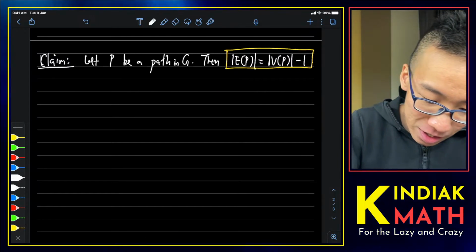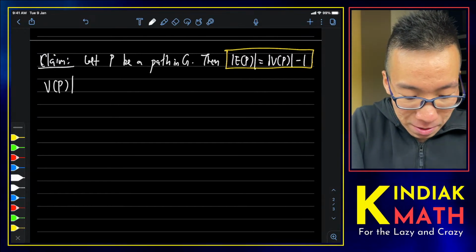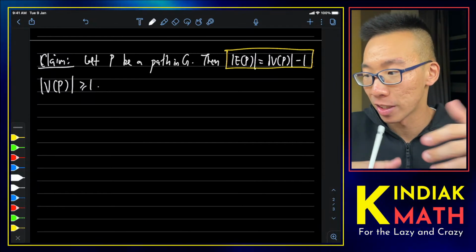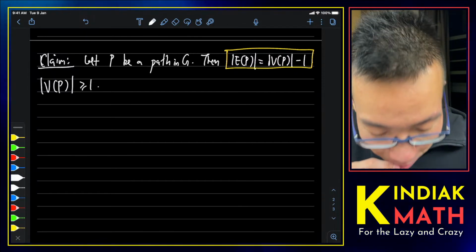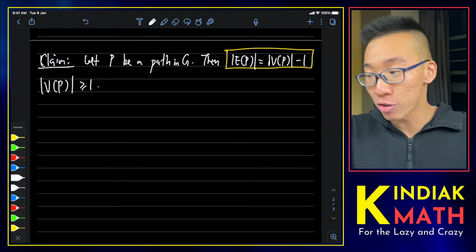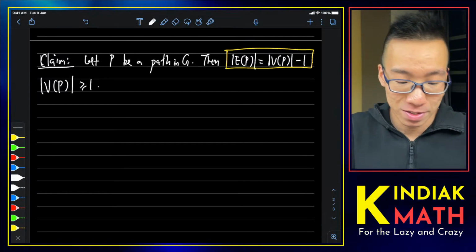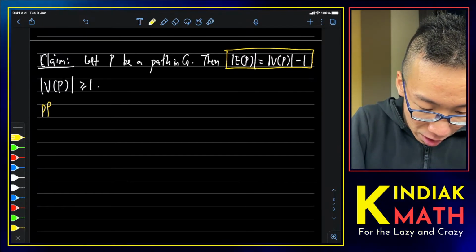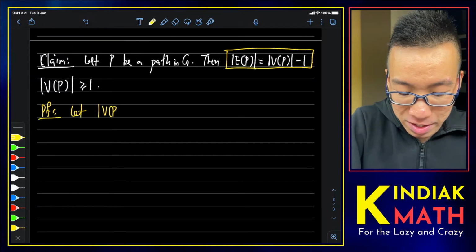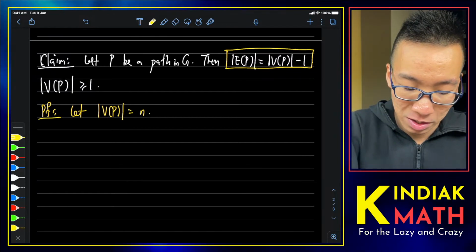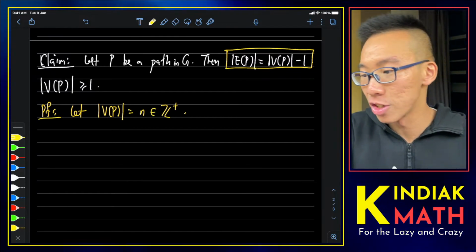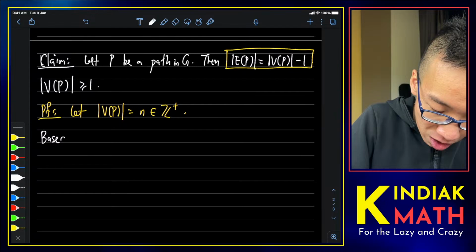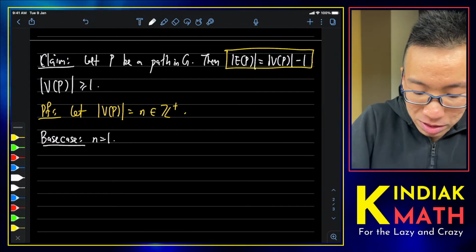So let's just assume that the path has at least one vertex. Now, what does that tell us? That is going to tell us we can try to prove by induction on the number of vertices. Let the number of vertices equal n for some positive integer, and we're going to prove this by induction. So base case is when n equals 1.